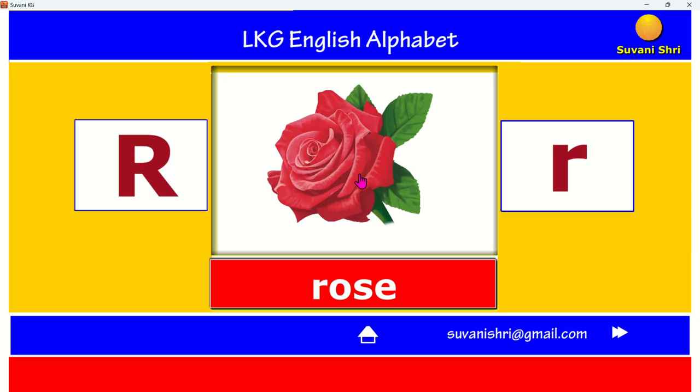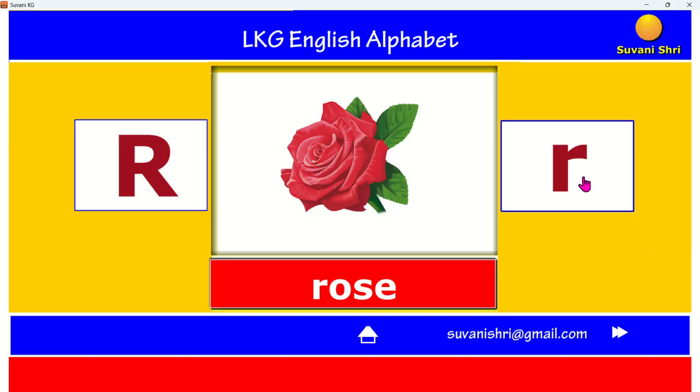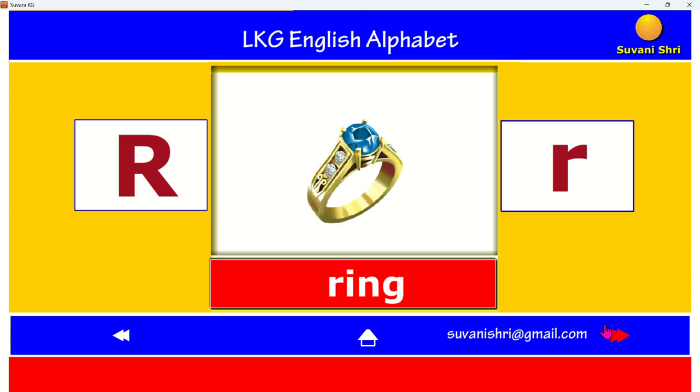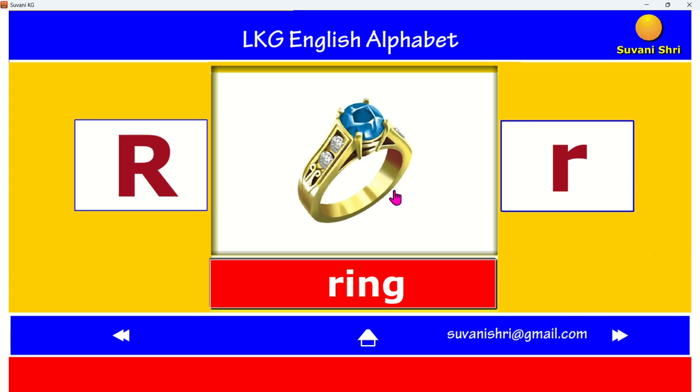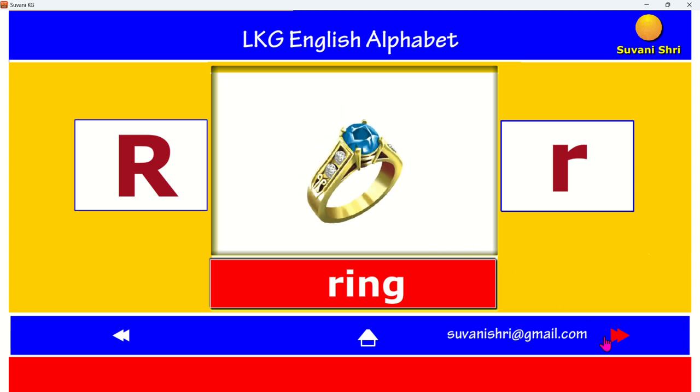Capital R. R for rose. Small r. R-O-S-E. Rose. R for ring.